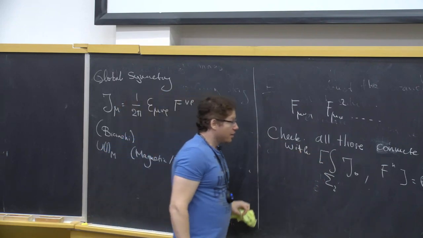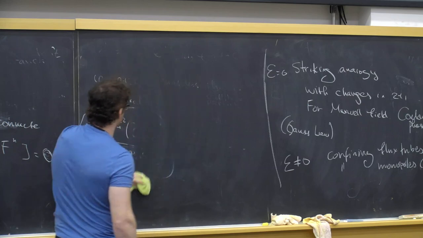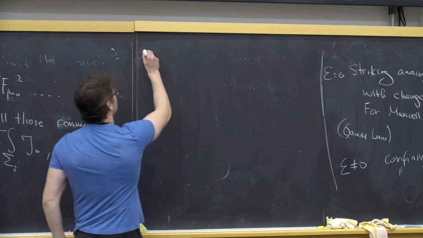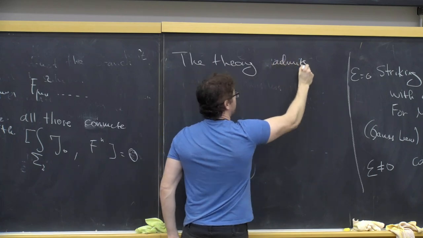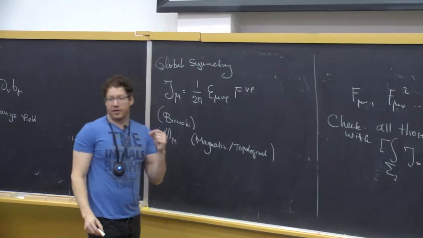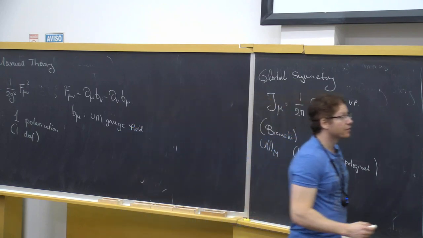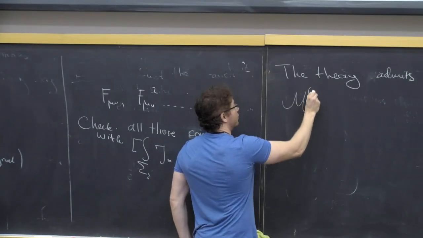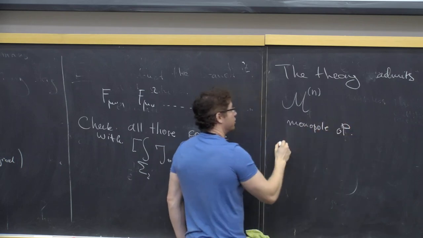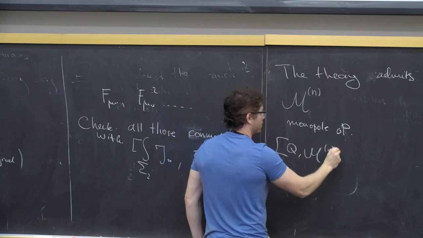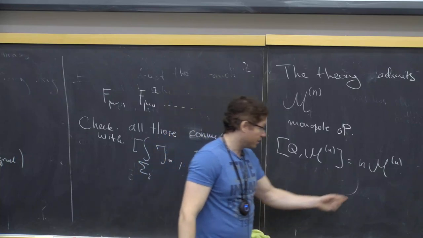So since there is a U(1) symmetry, we have to ask, what are the local operators that do carry this charge? It turns out that the theory admits somewhat more exotic operators, which cannot be written using the field strengths of the gauge field. It's hard to write them explicitly, but they nevertheless exist. They're called monopole operators, and they are defined such that the commutator of Q with M_n is n times M_n. So the monopole operator M_n carries charge n under the U(1) symmetry.